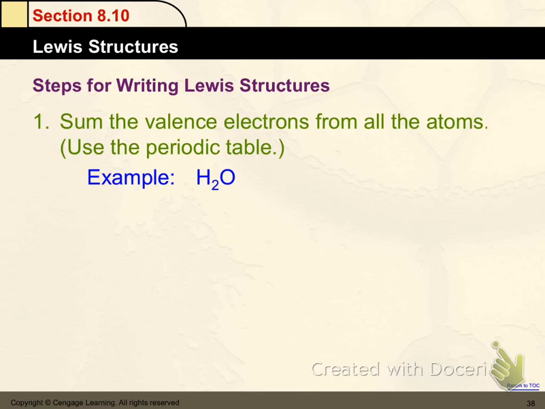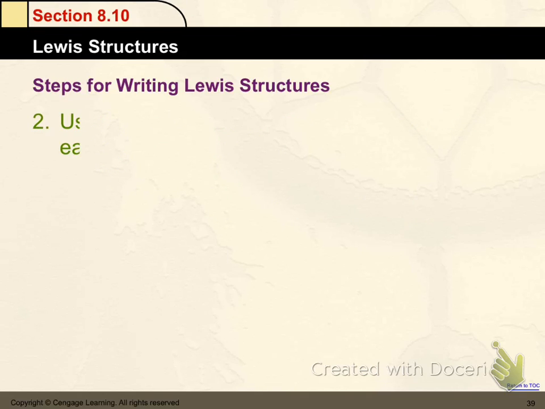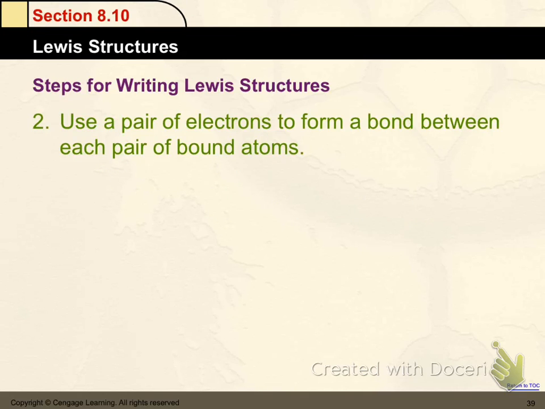Okay, so let's do an example. Let's do water and break it apart. So sum the valence electrons from all the atoms. We get H2 and O. And there we go, there's the sum of all of those. We have 8 total electrons that we need to be wary of. Okay, let's go to step 2 then. Use a pair of electrons to form a bond between each pair of bound atoms. Here we go, we'll do that.